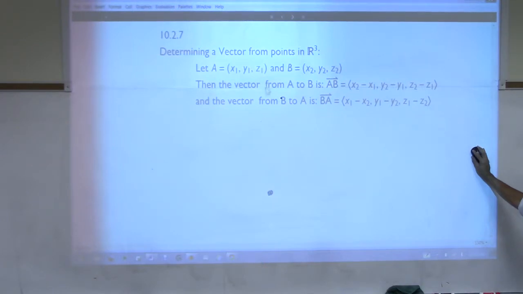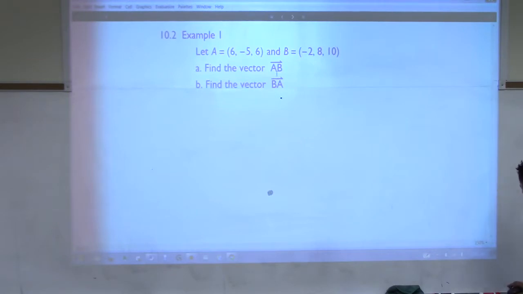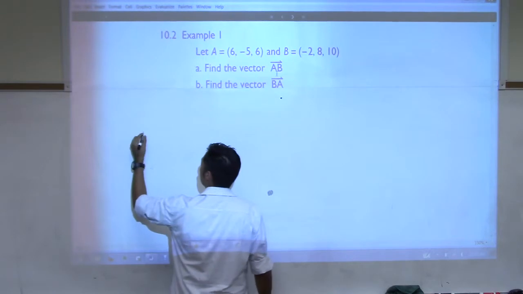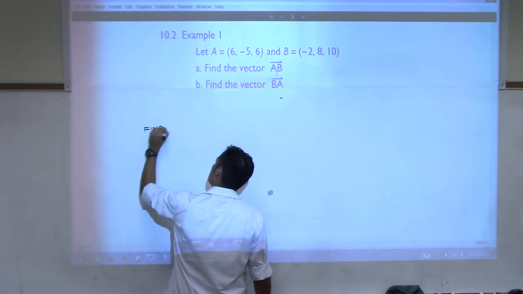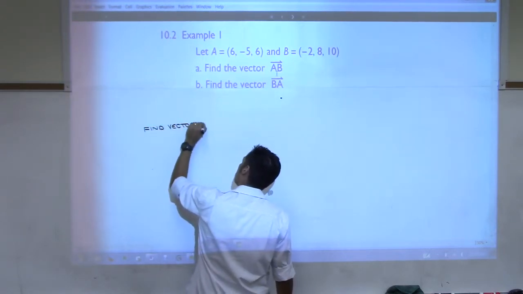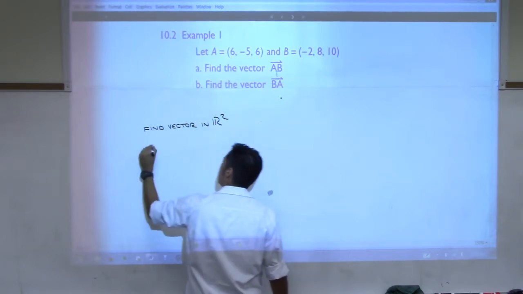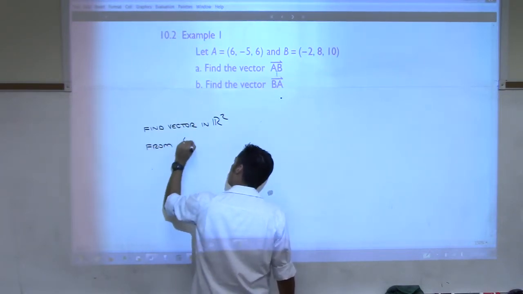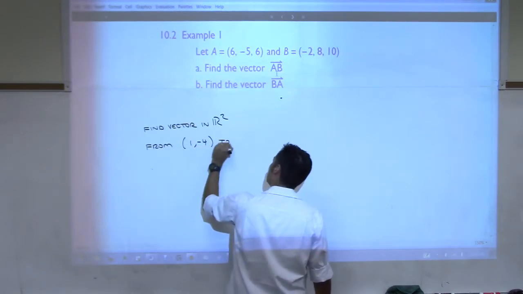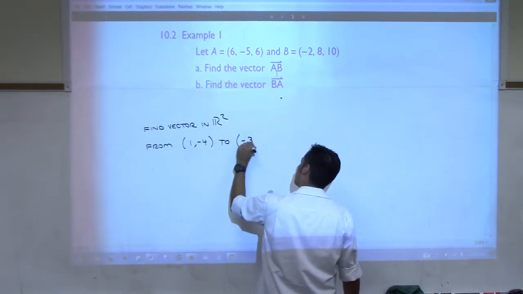In three-dimensional space, if you have an ordered triple and another ordered triple, then it's the same exact thing. You just subtract the x coordinates and y coordinates and z coordinates. I think there's an example. Yeah, here we go. And I think before we do this one, let's do one a little easier. Let's go in R2. Find the vector in R2 from (1, -4) to (-3, 5).